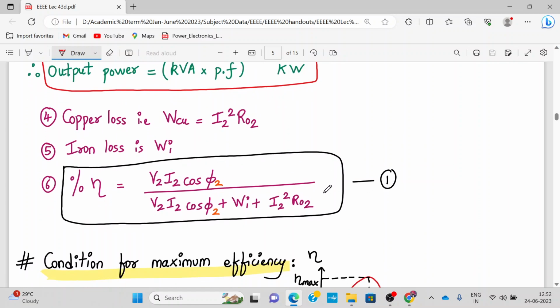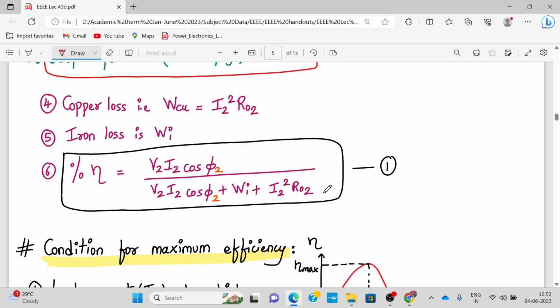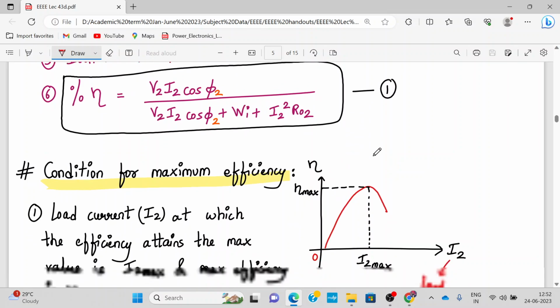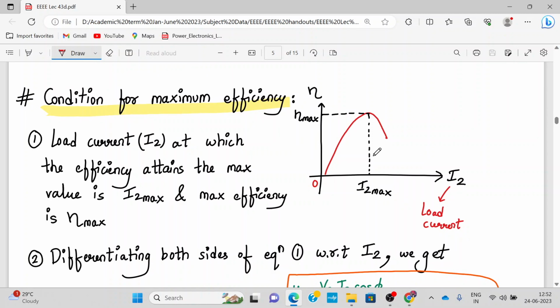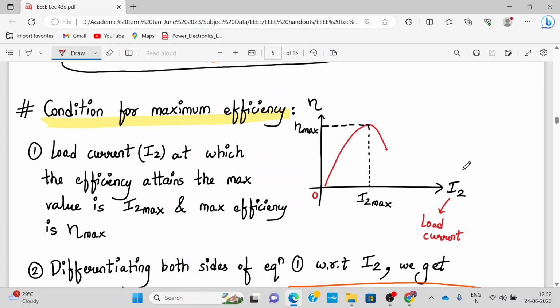We have seen at the start of the discussion what RO2 is, and iron losses is WI. So percentage efficiency is given by V2I2 cos phi 2 divided by V2I2 cos phi 2 plus WI plus I2 square into RO2. Let's call this equation number 1. Next we will discuss the condition of maximum efficiency. This is a graph of efficiency versus the load current I2.